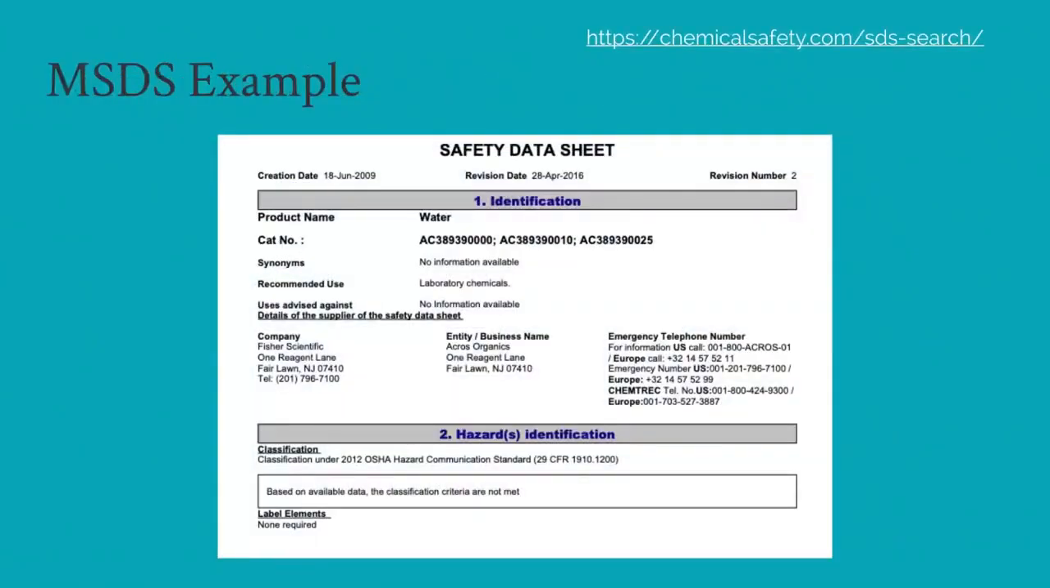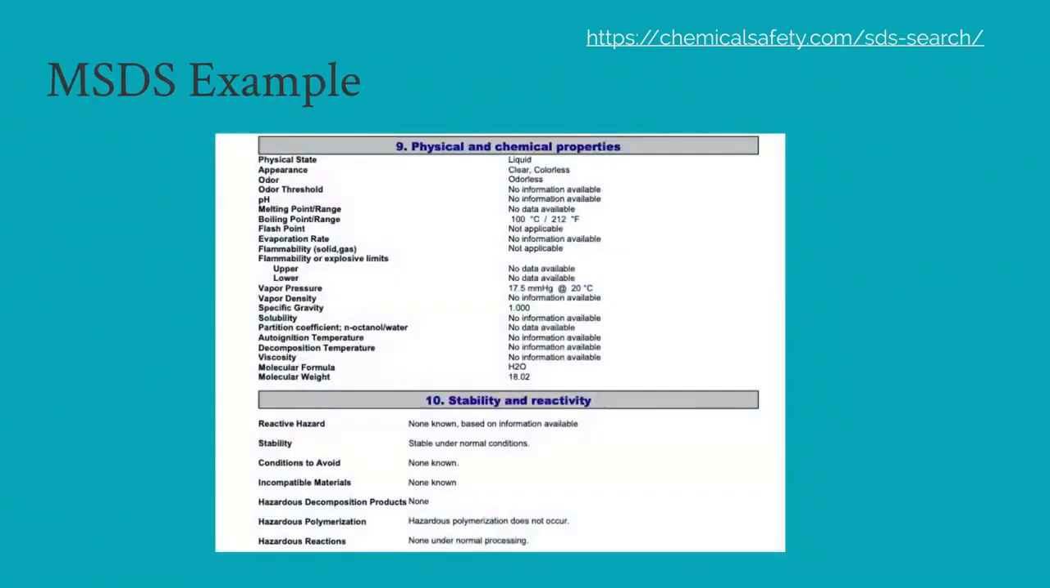And then here we have a material safety data sheet. This is the top part where it tells you what the product name is, where it came from, as well as any of its hazard identifications. Then we move into the physical and chemical properties. So this is where it's going to tell you whether or not it's flammable, things like that. And then the stability and reactivity, it tells you things to avoid, all of those good things to know before you handle chemicals.